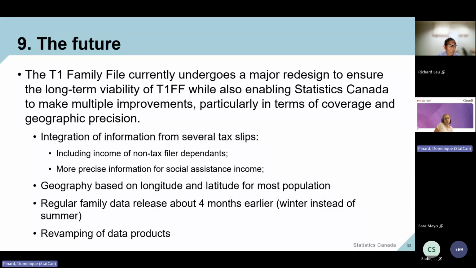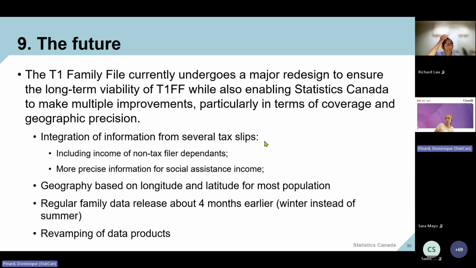There's no gain without loss. Unfortunately, there are some things that will be discontinued. I discussed the postal geography earlier. There will be a little bit more limitation in terms of information that's available from the TIFF, but know that we are focusing on tax-related information and a very large list of variables that will be available in the T1 family file.